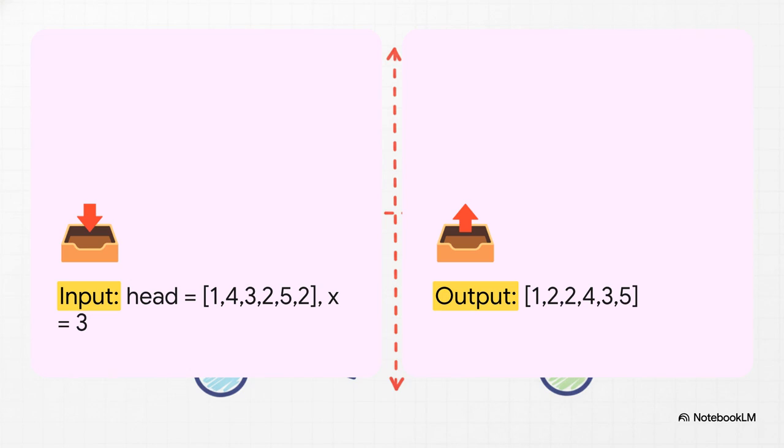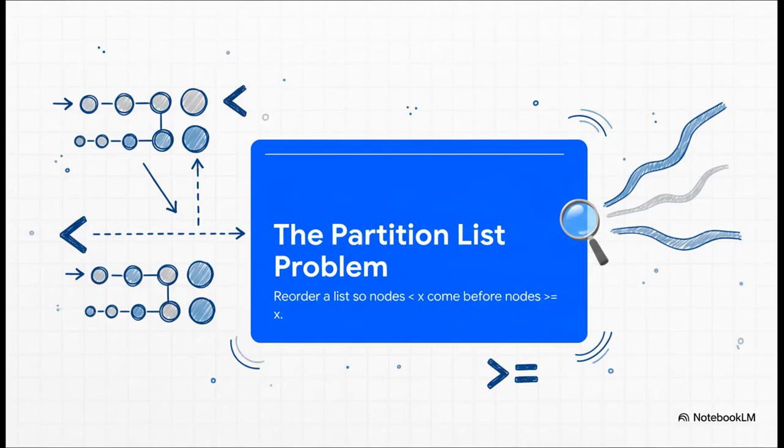Here's the challenge. We're given a linked list, right? This jumble of numbers you see over on the left, and we're also given a pivot value, which in this case is the number 3. Our job is to rearrange that list so it looks like the output on the right. You can see how all the numbers less than 3 are now on the left side, and all the numbers greater than or equal to 3 are on the right. So, formally, this is what's known as the partition list problem.